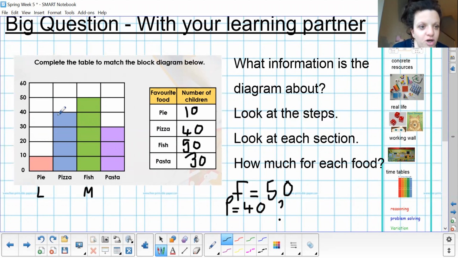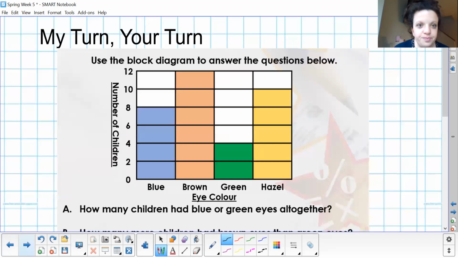Or we could look at the block diagram. So up to here, pizza and the fish are the same. But this bit here is how much more fish is than pizza. So it's 1 block more, and we know that 1 block more is 10. So 10 more people like fish than pizza. So that's why block diagrams are really good for that question. You can kind of see where it's the same, so you can see what's the extra, how much more fish is than pizza. Right, let's move on to our next one.